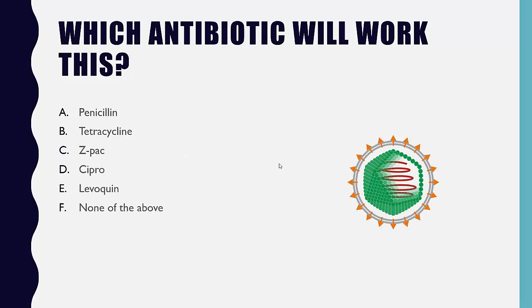Which antibiotic will work on this? Penicillin, tetracycline, Z-Pak, Cipro, Levaquin, none of the above. Yeah, this is a virus. It doesn't have a PBP, neither does its host. Tetracycline blocks transfer RNA, no. Z-Pak, ribosomes, nope. Cipro, gyrase, Levaquin, gyrase, yeah, none of them. F, none of the above.